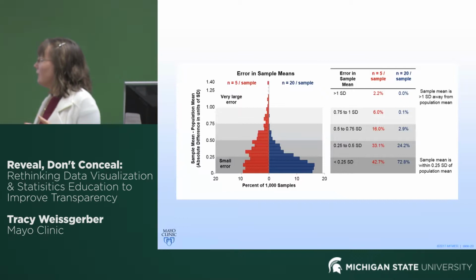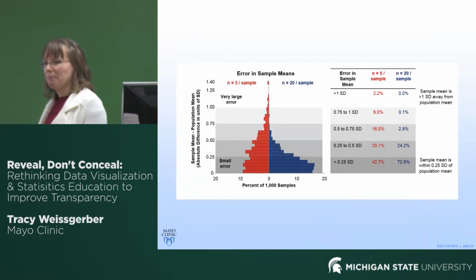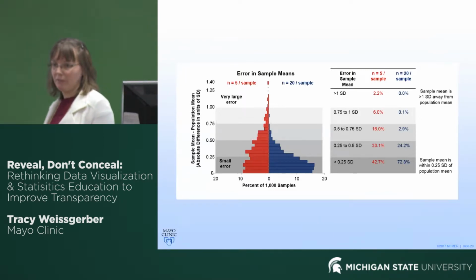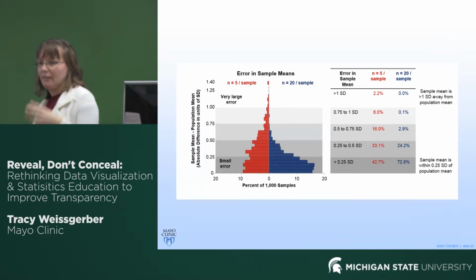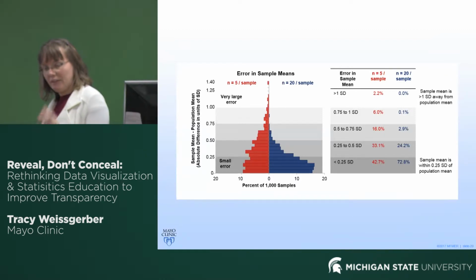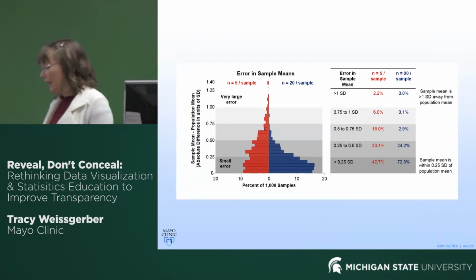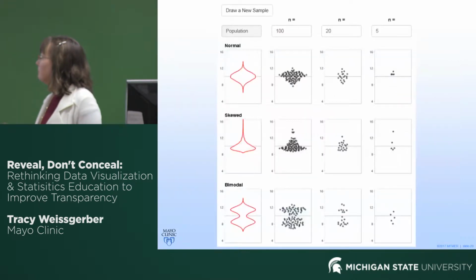And we can look at the N of 5 and see small error, so less than a quarter of a standard deviation. For our N of 5 per sample, only 43% of our samples are meeting that criteria. But if we go up to an N of 20, 73% of our samples are meeting that criteria. So this helps students to think about what the benefit is if I go to an N of 15 or an N of 20 or an N of 30, and is that possible for my experiment?